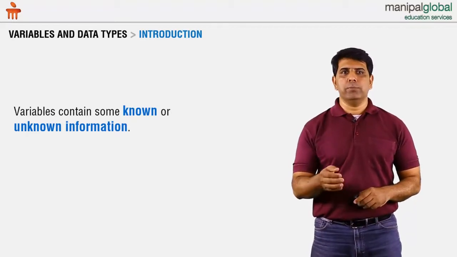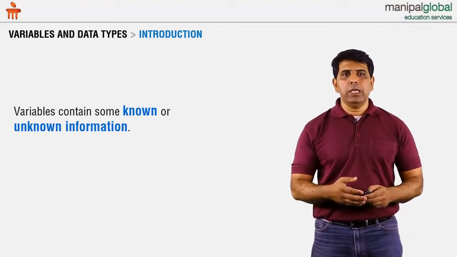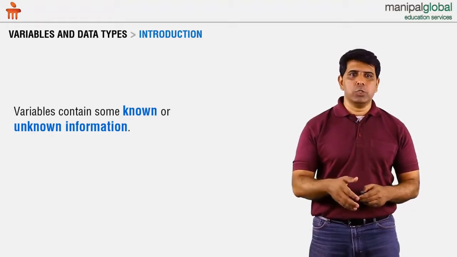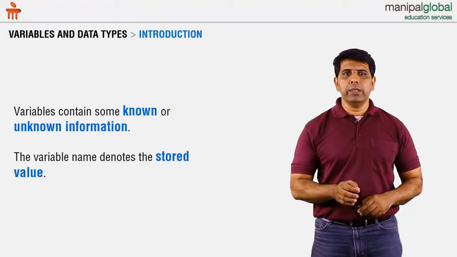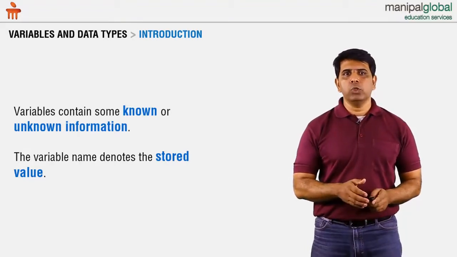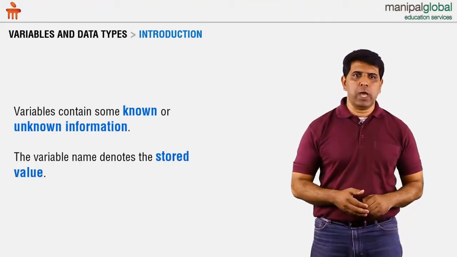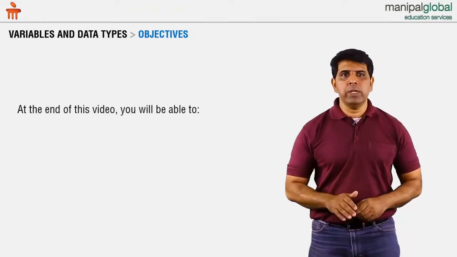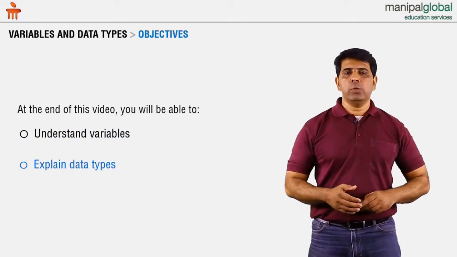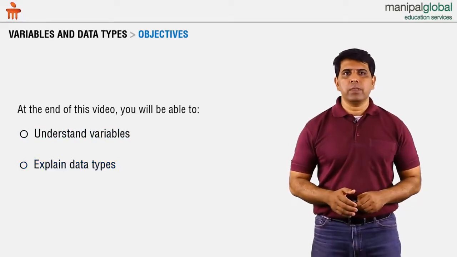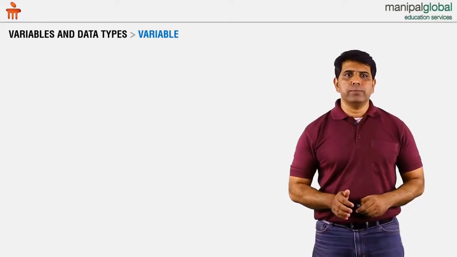You might want to store some name, age. If you have created a variable but not stored the value, the information is unknown. Now, the variable name is the way through which you can access the stored values. At the end of this video, you should be able to understand variables and you should be able to explain data types. Let's start with variable.